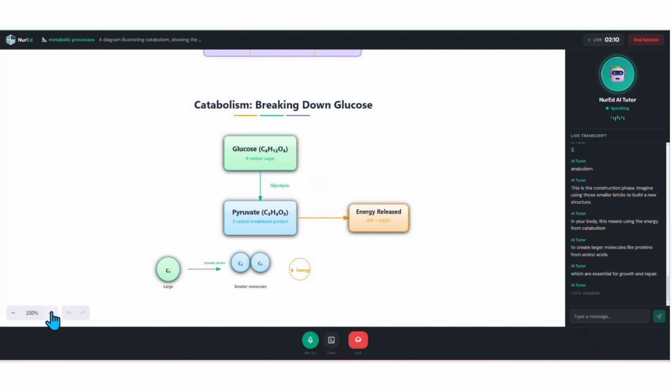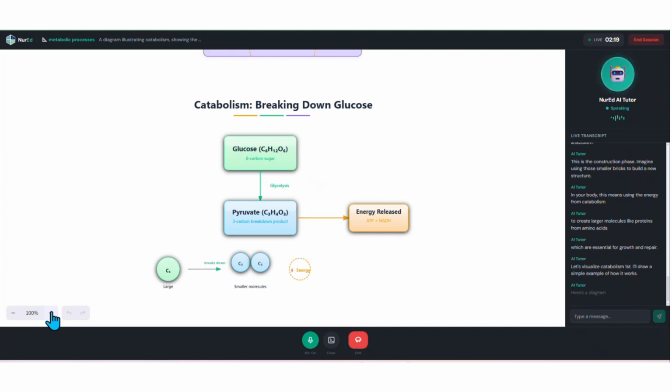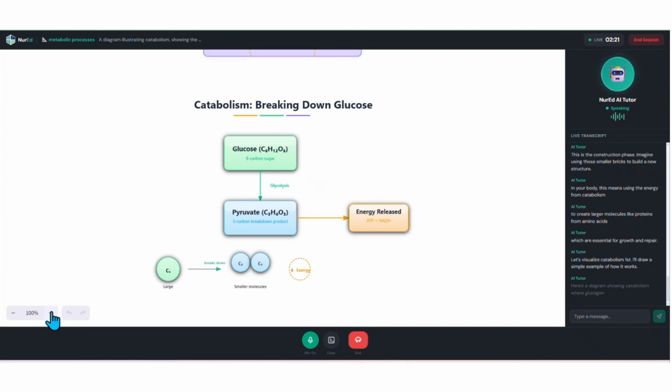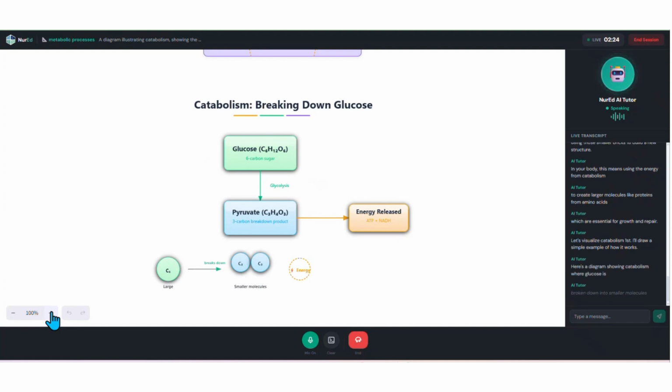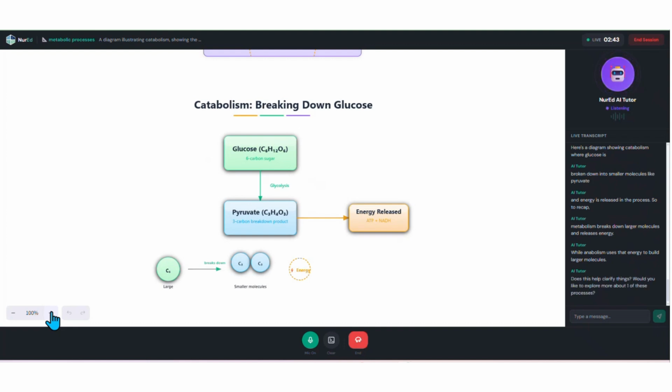Let's visualize catabolism first. I'll draw a simple example of how it works. Here's a diagram showing catabolism where glucose is broken down into smaller molecules like pyruvate, and energy is released in the process. So to recap, catabolism breaks down larger molecules and releases energy, while anabolism uses that energy to build larger molecules. Does this help clarify things? Would you like to explore more about one of these processes? No, this really helped. Thank you so much.